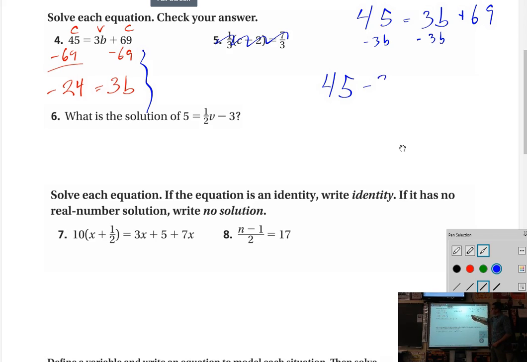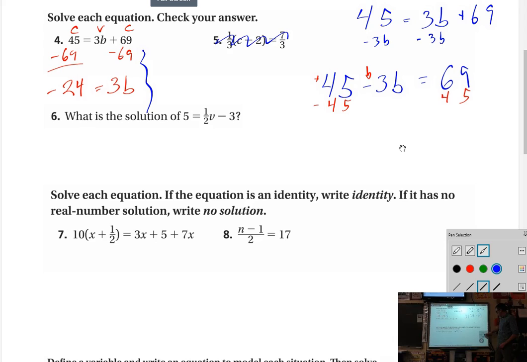I have a positive 45 minus a 3b equals my positive 69. So now I'm going to get rid of this 45, and since it's positive, this minus has nothing to do with the 45. This 45 is positive, so we subtract 45.